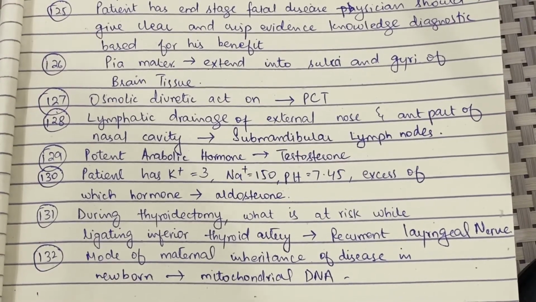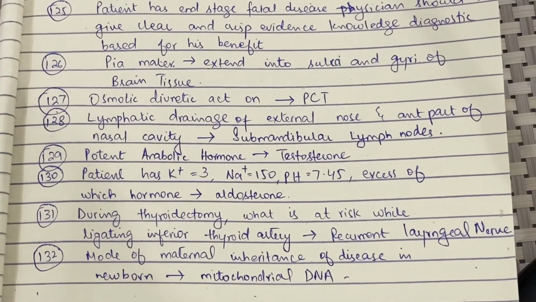Pia mater extends into the sulci and gyri of the brain tissue. Osmotic diuretics act on proximal convoluted tubules. Lymphatic drainage of external nose and anterior part of the nasal cavity is to submandibular lymph nodes. Potent anabolic hormone is testosterone.